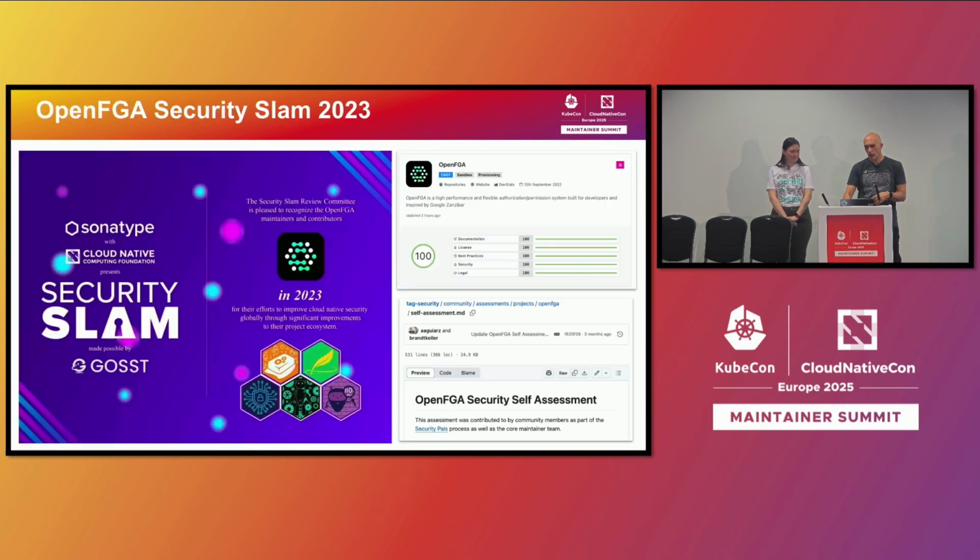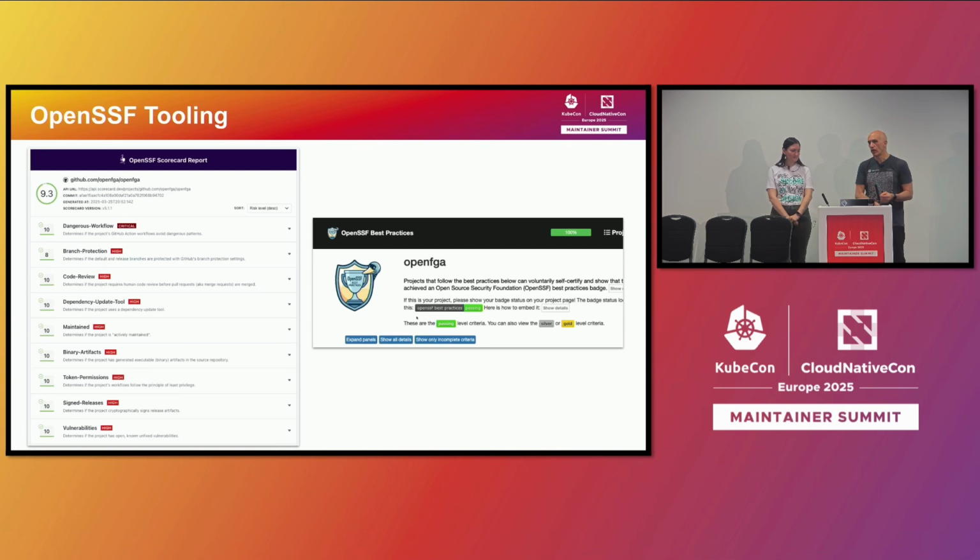And also integrating with this kind of tooling, like Scorecard, or reviewing the best practices, can also help you understand where the project is. So integrating with this is pretty easy, and you get a report very quickly. And so those things help you to understand at least the basic hygiene of the project.